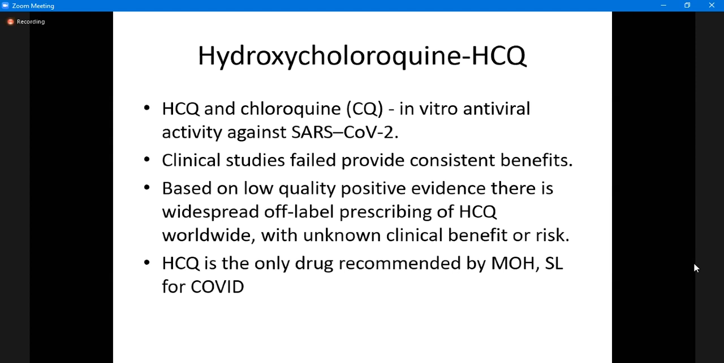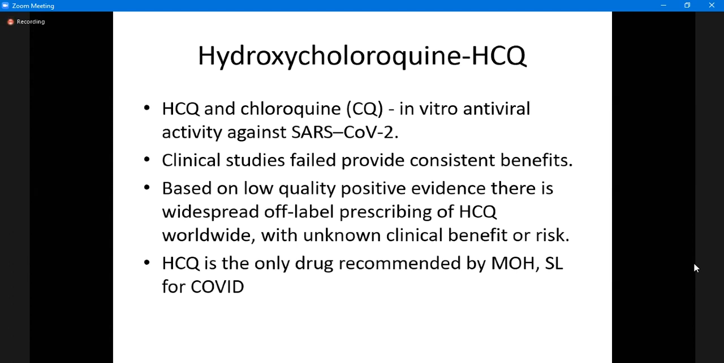Subsequent to that, there were many studies done to find out the effectiveness of hydroxychloroquine as well as chloroquine on COVID-19 patients, but none of those studies showed any significant benefit. So at the moment, what we have is just conflicting evidence.